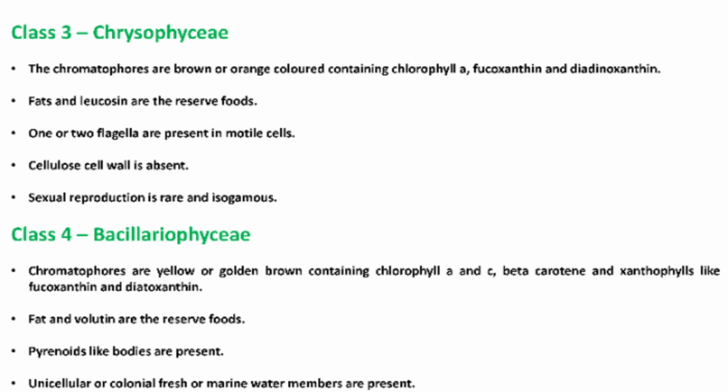Class 4 is Bacillariophyceae. Chromatophores are yellow or golden brown, containing chlorophyll A and C, beta carotene and xanthophylls like fucoxanthin and diatoxanthin. Fat and volutin are the reserve foods. Pyrenoid-like bodies are present. Unicellular or colonial freshwater or marine members are present.